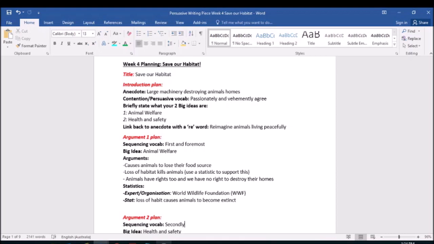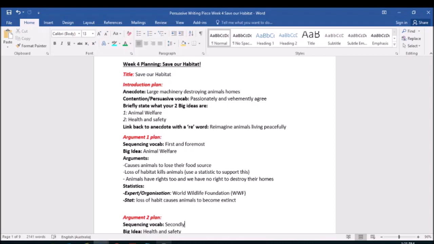I'm then going to briefly state what my 2 big ideas are. Number 1 being animal welfare, and number 2 being health and safety. You may come up with some other big ideas. You don't have to stick with the same big ideas that I'm going to incorporate into my piece. You may choose to do something completely different, which is fine. And the last thing I'm going to do there in my introduction is link back to my anecdote with a reword. So I'm going to use the word reimagine, and I'm now going to be talking about those animals living peacefully. So the opposite of what was happening with my original anecdote. So that's how I'm going to structure my introduction.